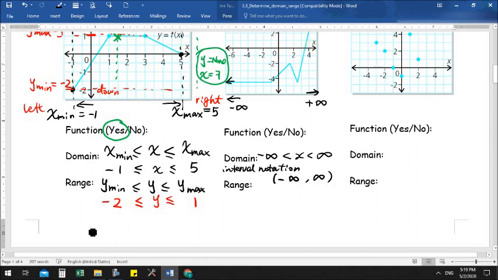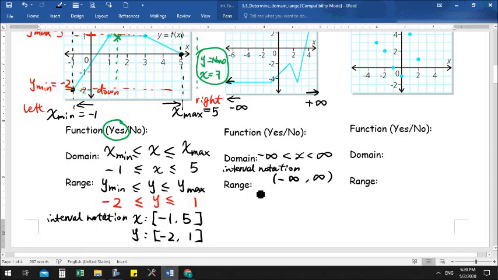And for this one, in interval notation, we could write it in this way. So for the x, it will be -1 to +5, and because you have an equal sign, we use a squared bracket. And for the y, the range, we are going to write it as -2 to +1, and squared brackets. So write the minimum on the left, maximum on the right.